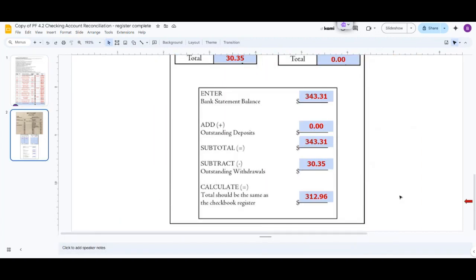Okay, so I know that I currently have $312.96 available to me to spend or to access. So I've made those match. Remember, if those numbers don't match, you are not done in this process. You need to go back and find the error. It could be that you forgot to record something, such as the service charge. It could be that there is a mistake on the bank side of it, and you need to dispute that.